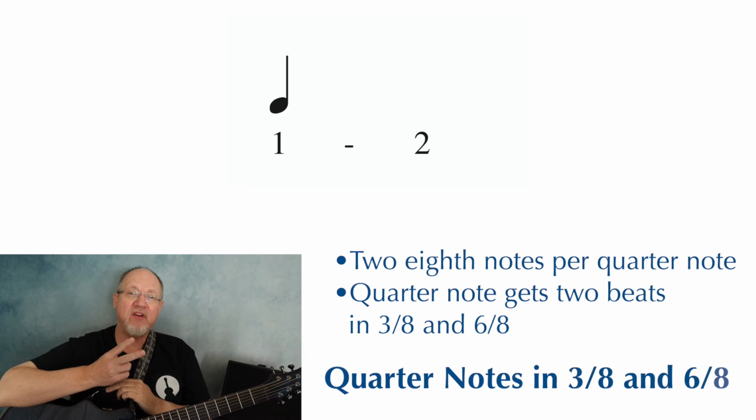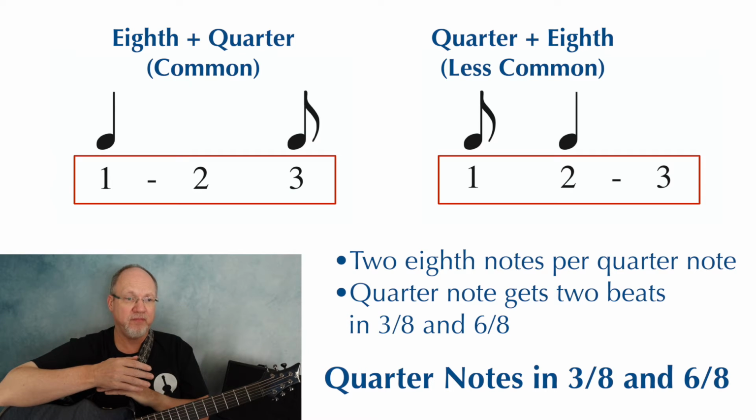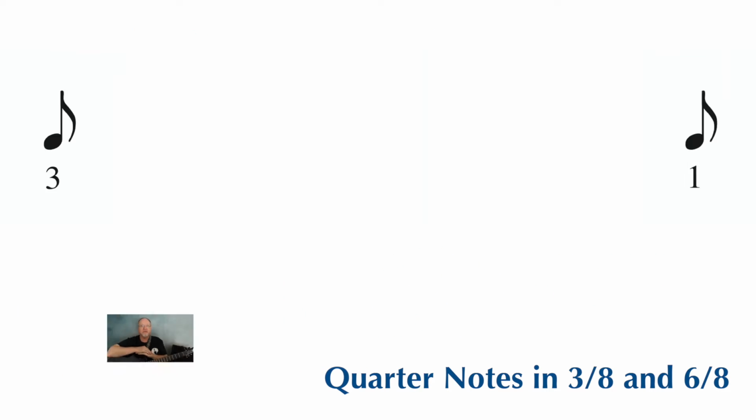There are two 8th notes per quarter note, so in 3/8 and 6/8 time, if an 8th note gets one beat, a quarter note gets two beats. A lot of times you're going to see a quarter note paired with an 8th note. Usually the quarter note is going to come first, but sometimes the 8th note will come before the quarter note. And here's how you write the counting out for those rhythms. And here's what they sound like.